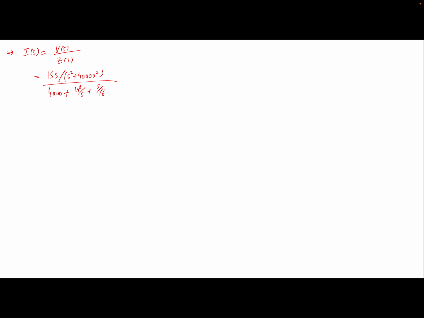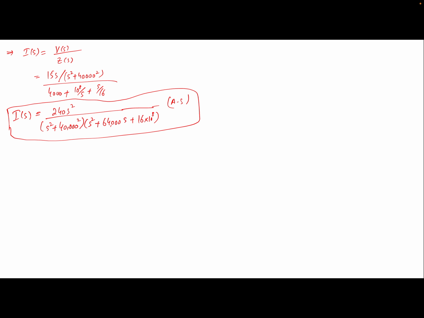Okay, so if you solve this, you're going to get the following expression for I of S: 240 S squared divided by S squared plus 40,000 squared, times a quadratic expression, S squared plus 64,000 S plus 16 times 10 to the power 8. And this is in ampere-seconds. Perfect. So this is my expression for I of S, my current in the S domain.